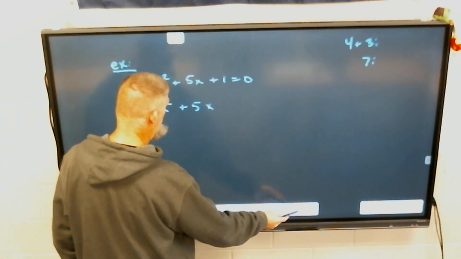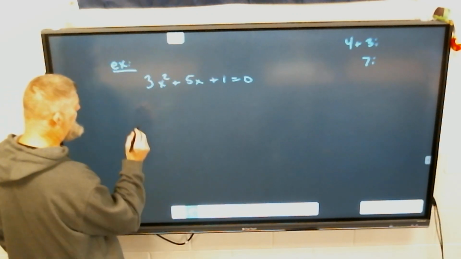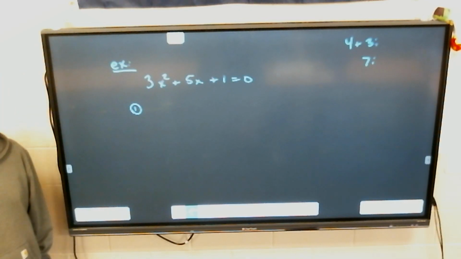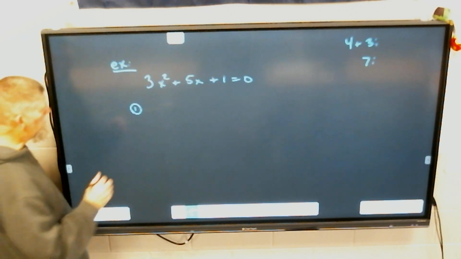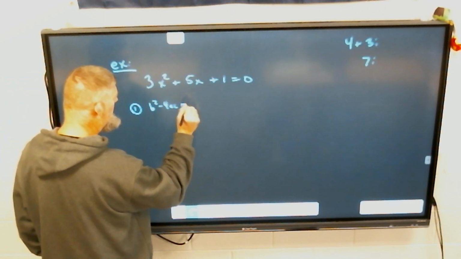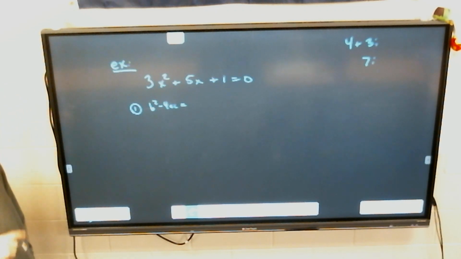Okay, so we're just going to get rid of that, and we're going to go ahead and use the quadratic formula. Now, some people do it in steps, some people do it different ways. I always do it in 2 steps. Number 1, I always find b squared minus 4ac first. Okay? So let's go back to our problem.